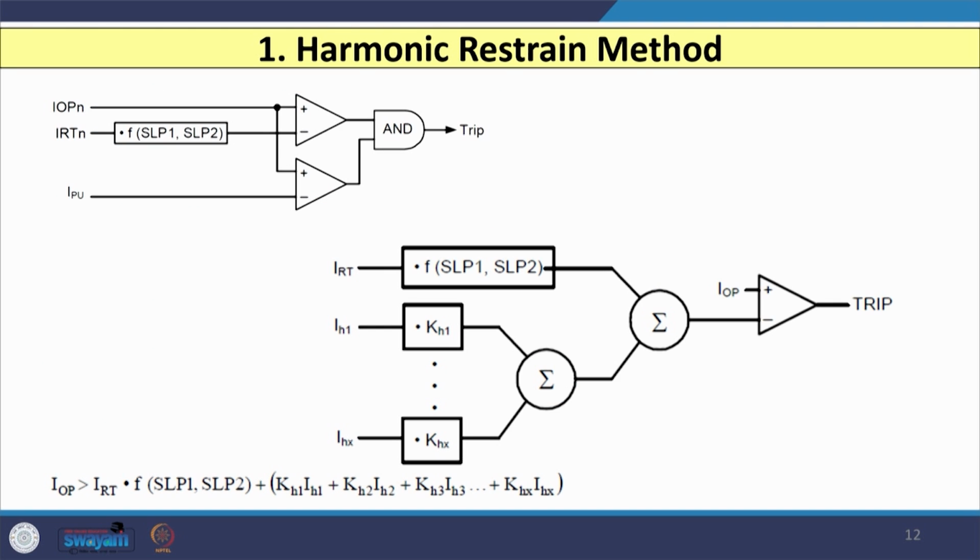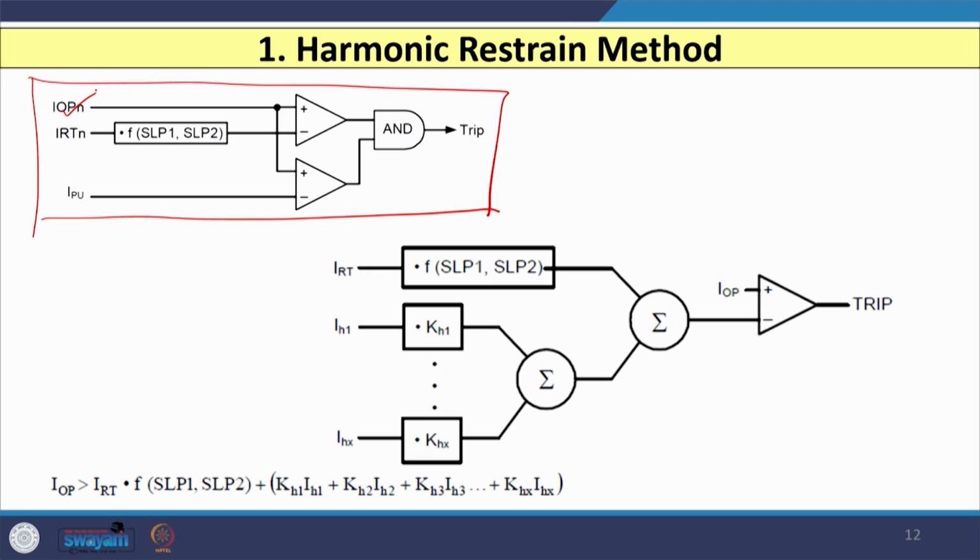Now, let us see through the block diagram what change we need to make if I use harmonic restraint method, so that the operation of relay in case of the non-internal events can be restrained or blocked. So, our original block diagram is like this, where we have the operating current which is given to one operational amplifier and that is compared with restraining current, and again in second operational amplifier operating current is compared with IPU threshold and that is given to AND gate, and finally we obtain the trip command.